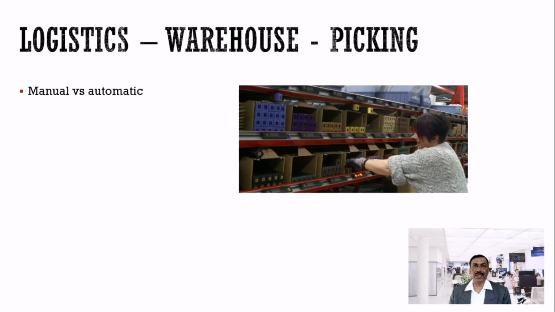But in some of the advanced warehouses, they have an automatic mechanism, especially e-commerce warehouses. It's more of an automatic. The arrangement you see in the picture is a pick to light.